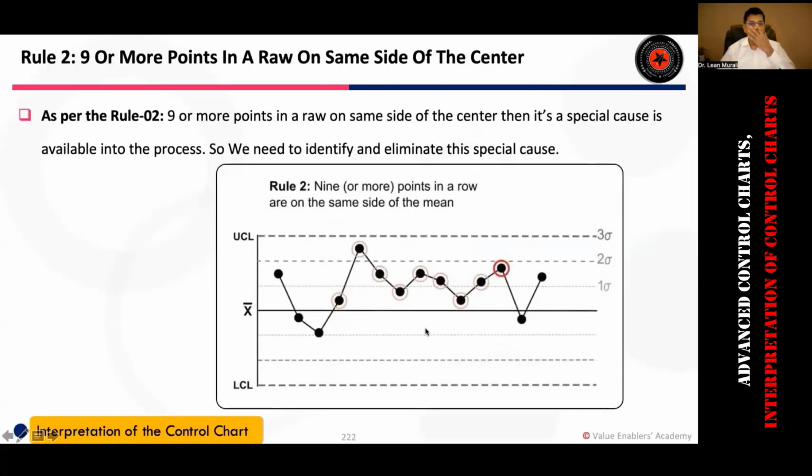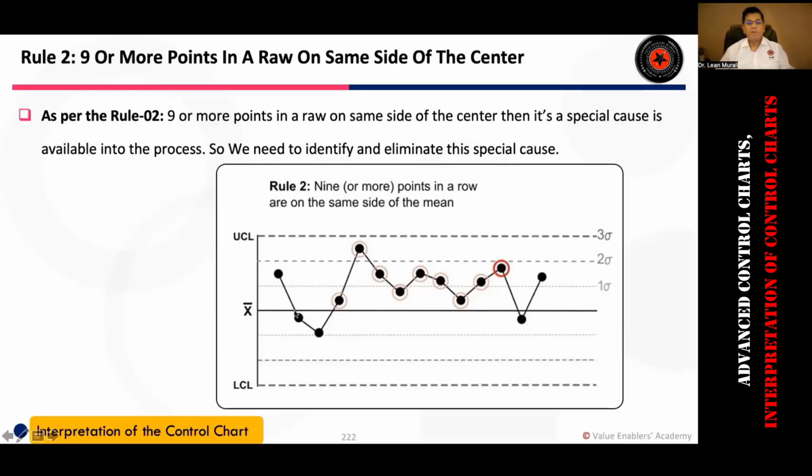Second, 9 or more points in a row on the same side of the center. If you see here, the center is here, which is X double bar. If you see 1, 2, 3, 4, 5, 6, 7, 8, 9 points on one side, that is also an indication of a special cause. How do you say that? Don't worry. Mathematicians have established that it is not statistically possible for 9 consecutive points to be on one side of the center. If it is so, there is some special cause in that. If rule 2 is clear, type R2C in the chat box. Rule 2 is clear.